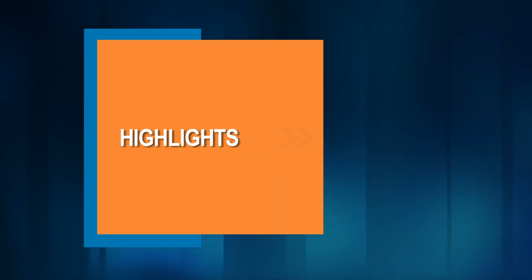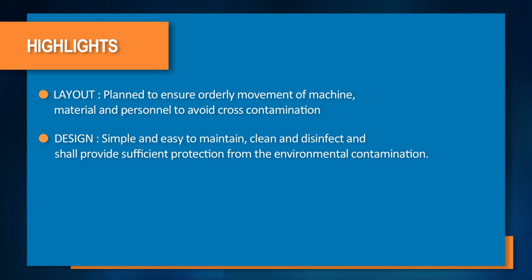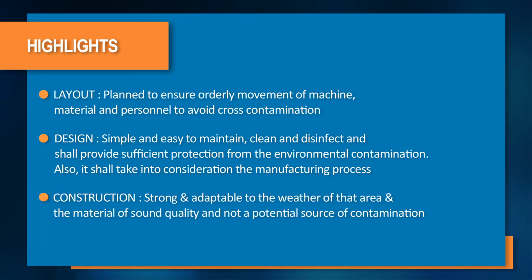Thus, the main points discussed in this video are: the layout of the building should be planned to ensure orderly movement of machines, material and personnel to avoid cross-contamination. The design of the establishment should be simple and easy to maintain, clean and disinfect, and shall provide sufficient protection from environmental contamination. Also, it shall take into consideration the manufacturing process. The construction should be strong and adaptable to the weather of that area, and the material should be of sound quality and not a potential source of contamination.